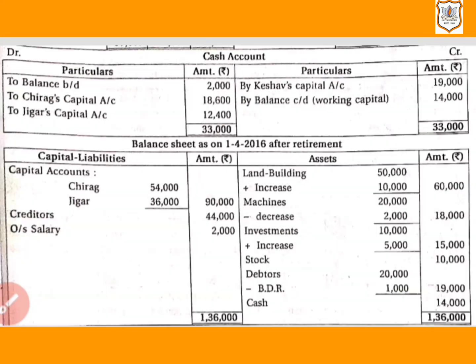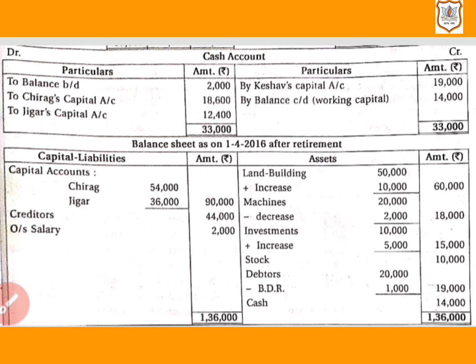Then next point, point 7. Chirag and Jigar will bring necessary amount in cash in such a manner that amount due to Keshav is to be paid in cash, and balance of cash may remain in the firm as working capital rupees 14,000, and their capital in the new firm become proportionate to their new profit and loss sharing ratio. So here working capital is given, that is rupees 14,000. It is given that balance of cash may remain in the firm as working capital rupees 14,000. That means it is closing cash balance.